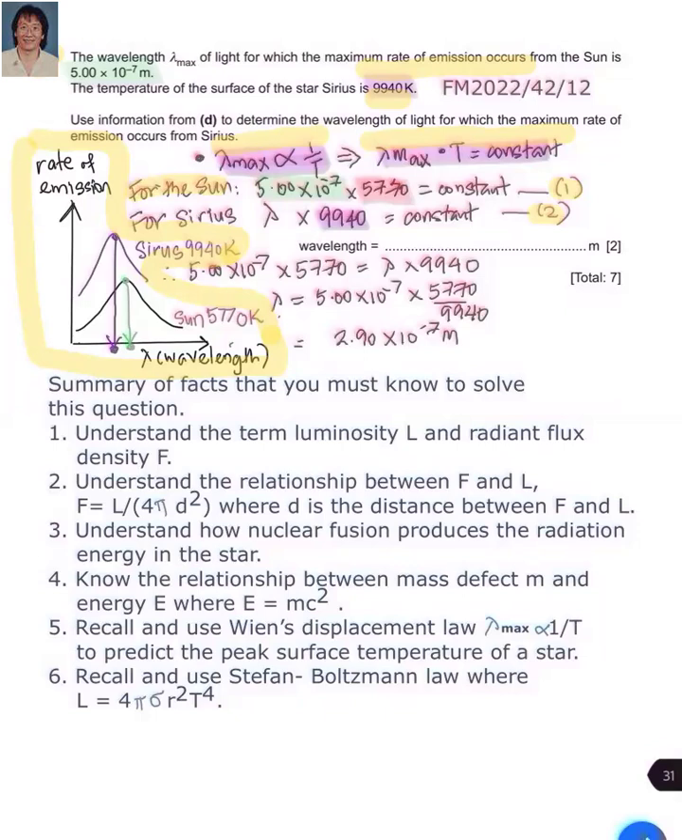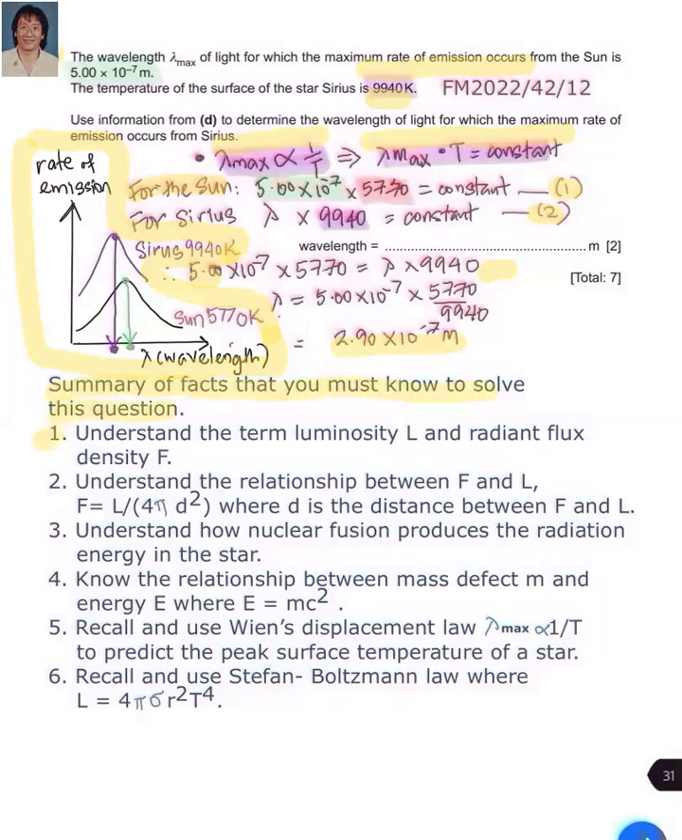Then you equate equation 1 to equation 2, which will give you 5.00 times 10 to the power minus 7 times 5770 equals lambda max times 9940. So lambda max for Sirius will be 2.90 times 10 to the power minus 7 meter. And then this is a summary of the facts that you must know to solve this question.